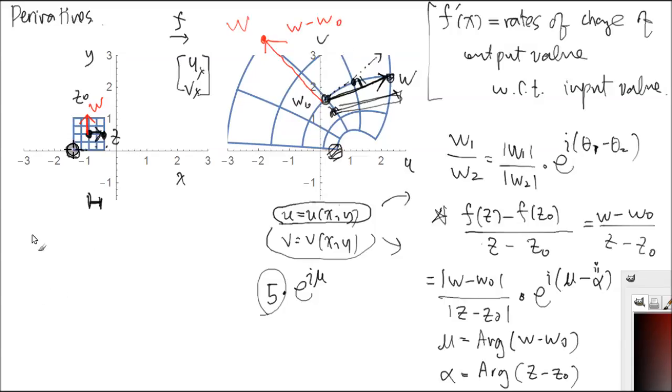Now I'm calculating this again, f(z) minus f(z naught) over z minus z naught. Let's estimate the modulus. What happens to the modulus? The quotient of two moduli, right? Looking at this size and that size right there, don't you think it's roughly the same length? So would you agree this is also a 5? Right?